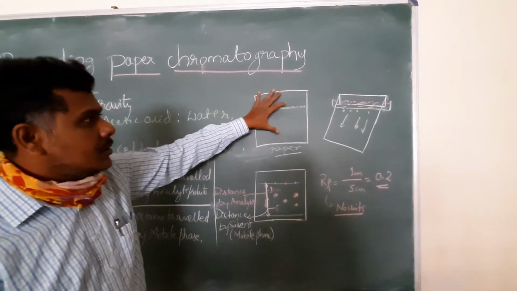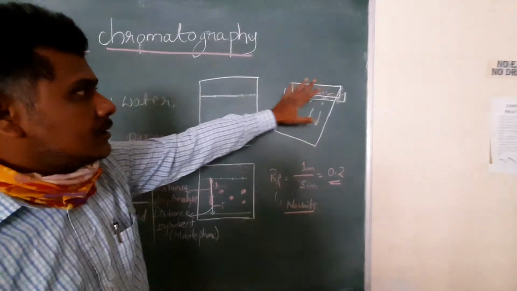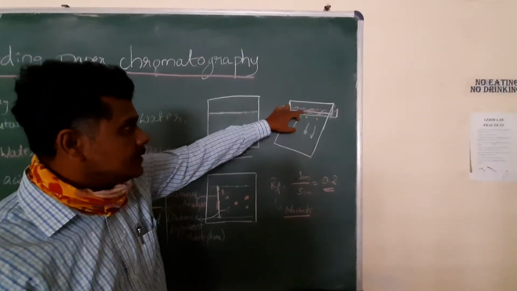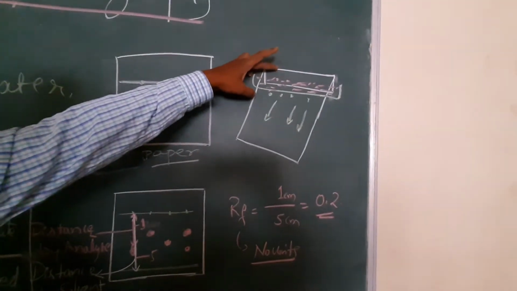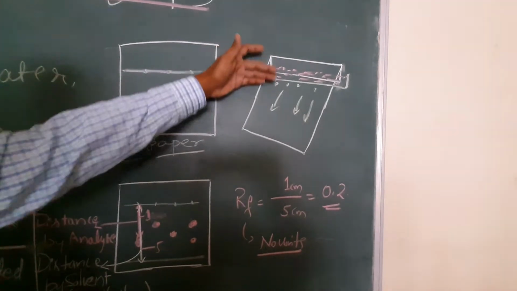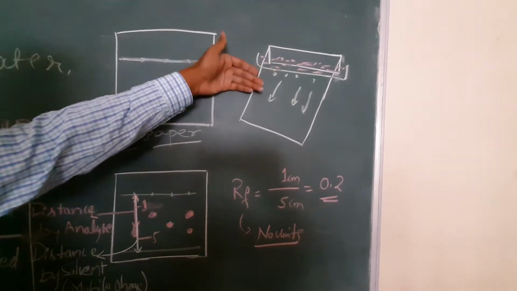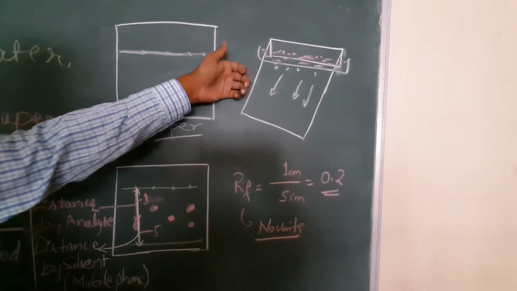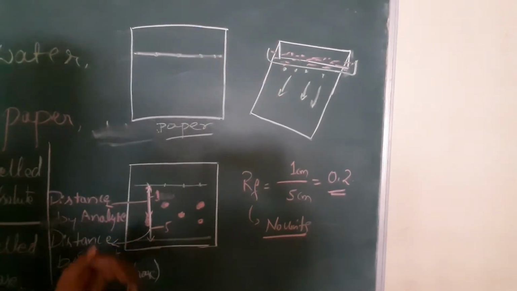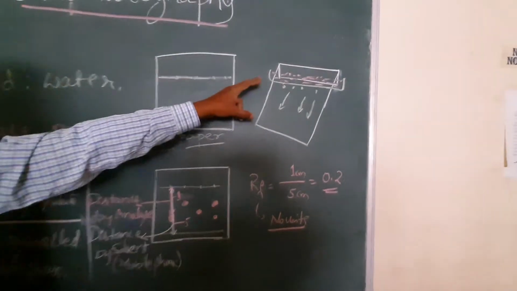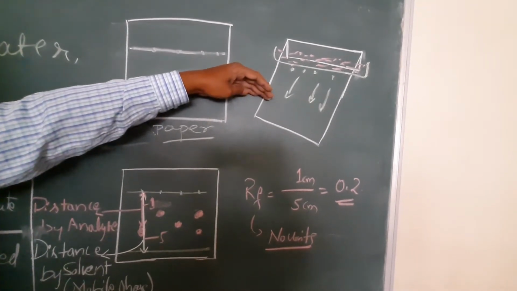So we are going to spot all the samples, and we are going to hang that particular paper like this from a trough which has the mobile phase in it. Through capillary action, that mobile phase will move into the cellulose fiber, and then because of the capillary as well as gravitational pull, the mobile phase moves down. While moving down, depending upon the distribution of the analyte in the mobile and the stationary phase, these analytes are going to get separated. We do this till the mobile phase comes down almost up to around 70 to 80% of the paper.